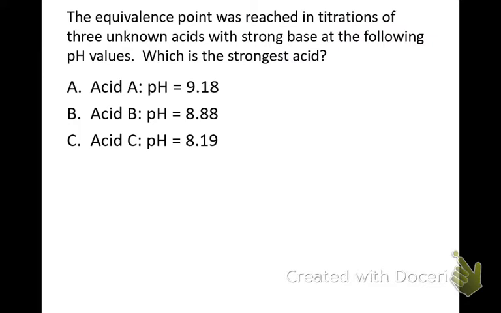So we can use that to identify the relative strengths of different acids. If there are 3 different acids that you titrated that had the pH at the equivalence point of these values, which of these is the strongest acid? The strongest acid is the one where the pH at the equivalence point is closest to 7.